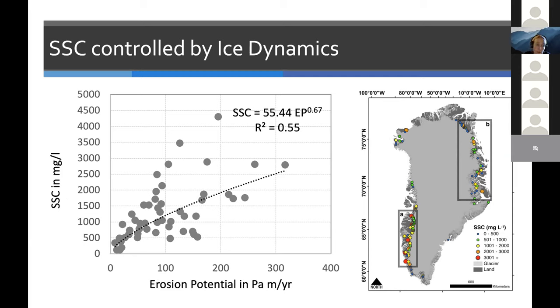So what we concluded is that the turbidity of these river systems is maybe more controlled by the ice processes and the sliding rates, etc., as opposed to just the meltwater discharge. If you do the same plot for meltwater discharge from modeled meltwater per catchment, you'll still find a positive correlation too, but it's quite a bit less than this correlation with ice processes.